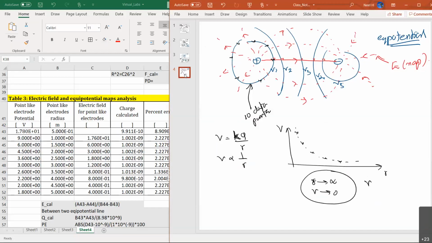On the other hand, if R goes to 0, then the potential reaches infinity. Okay, that's the idea, right? So as R goes to infinity here, you can see the potential reaching 0. On the other hand, here you can see the potential reaching infinity because your R is reaching 0. So that's the behavior of potential around a point charge particle.